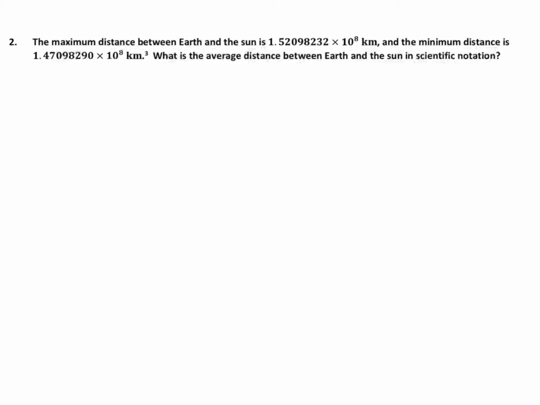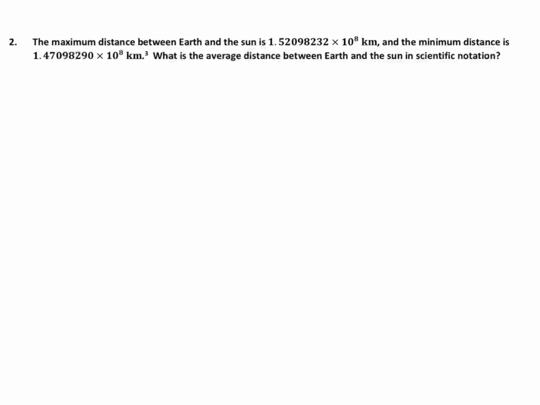The maximum distance between Earth and the Sun is 1.52098232 times 10 to the 8th kilometers, and the minimum distance is 1.47098290 times 10 to the 8th kilometers. What is the average distance between Earth and the Sun in scientific notation?